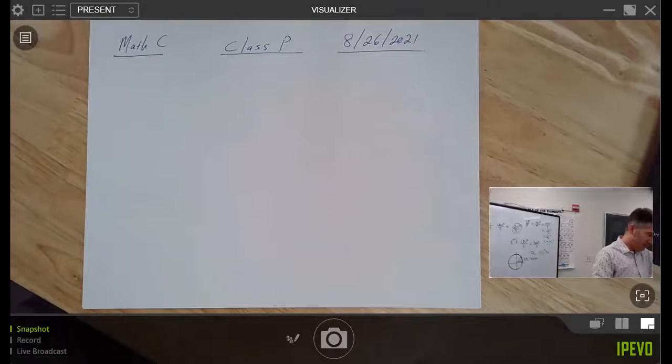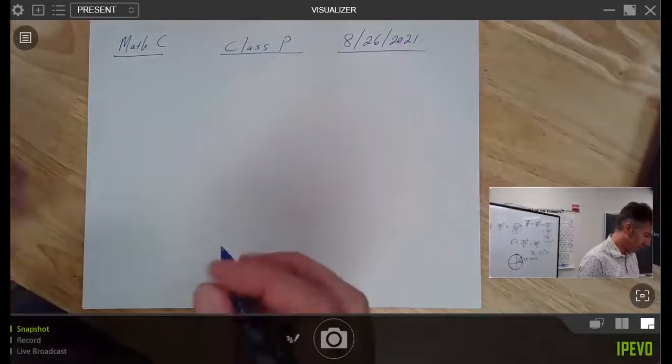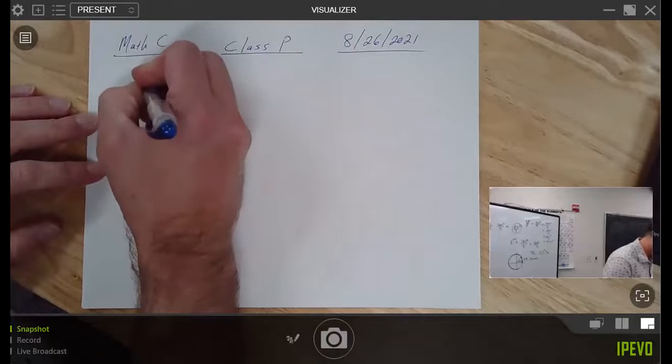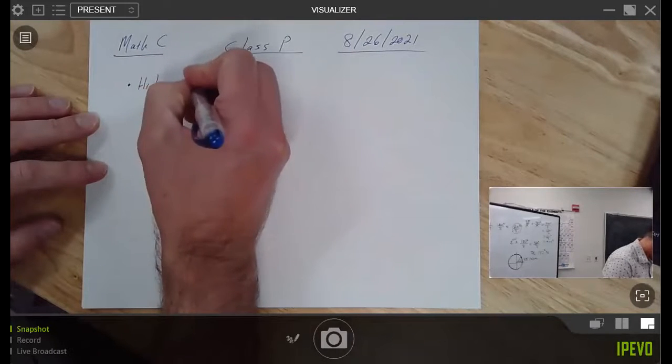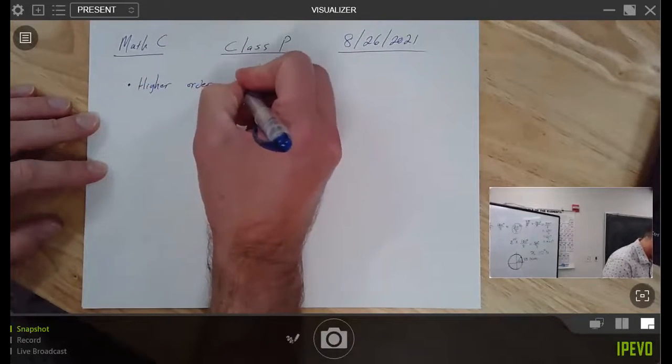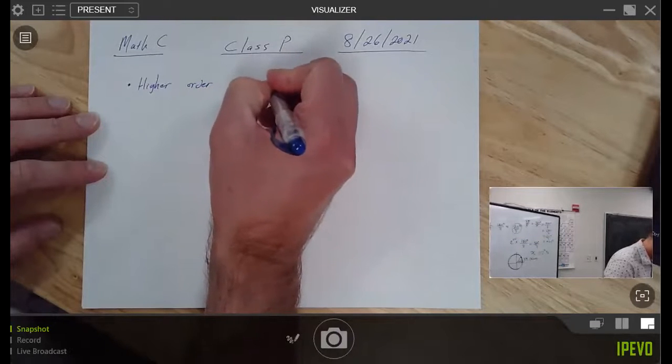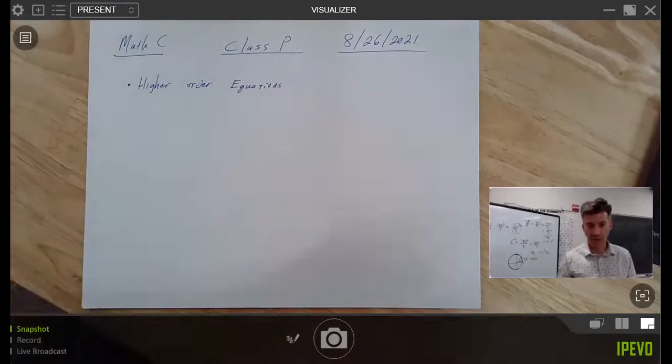So class, we're going to talk about some higher order equations. Higher order just means higher powers. So third degree, fourth degree, etc.